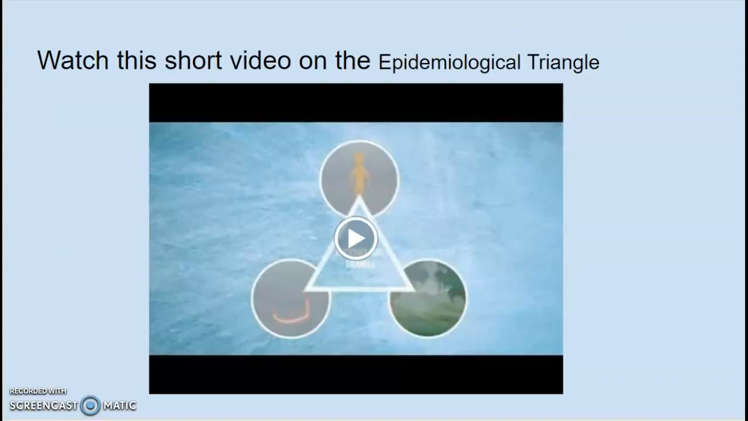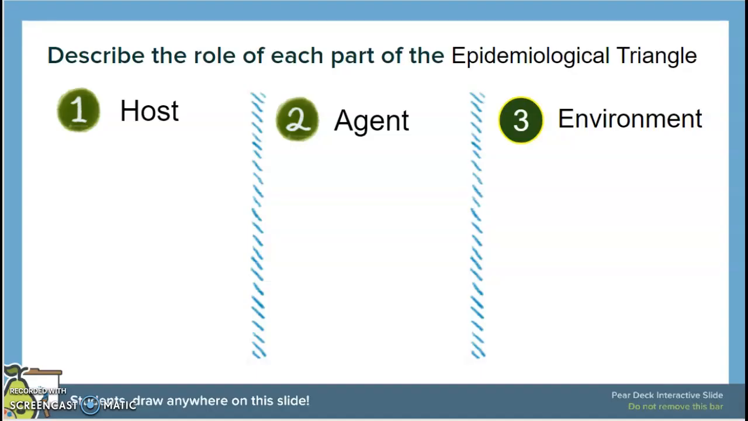Here again, I'm on slide 10. This is just a slide where you are watching the video about the epidemiological triangle. After you have watched that video that was on slide 10, here on slide 11, you are describing the role of each part of the epidemiological triangle. So what is the host, what is the agent, and what is the environment? You should be describing them here.